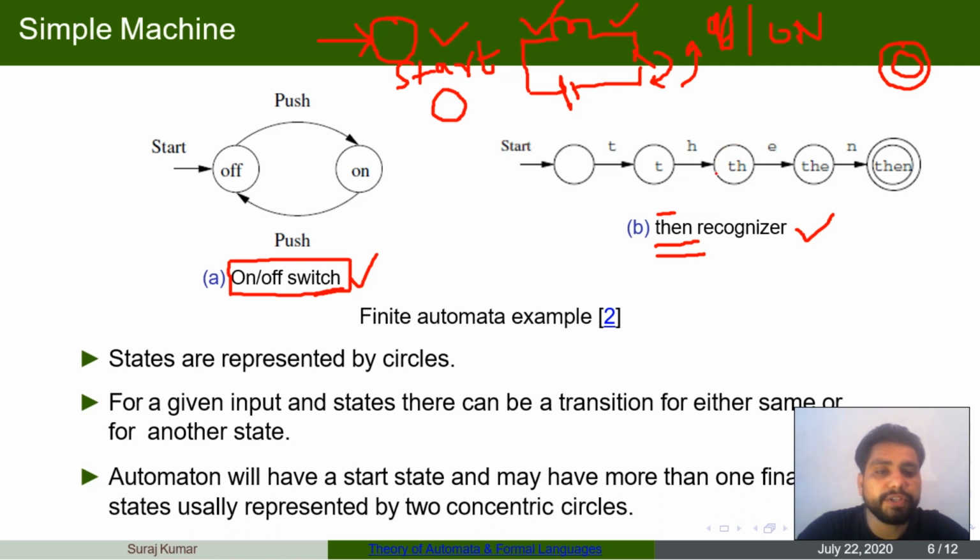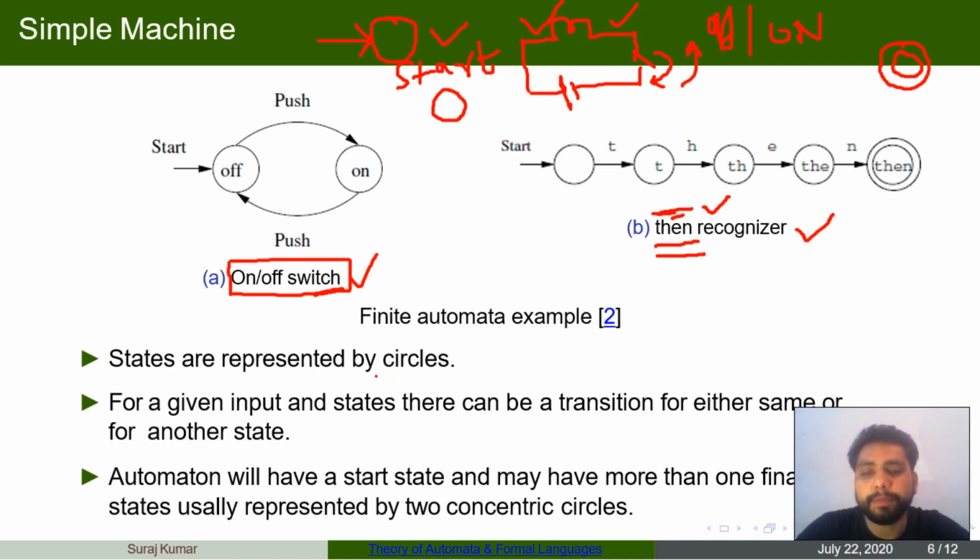So this state is indicating that you have already read the t and h, th, and then you will read e. E is your next input. After reading e you will reach the next state, which indicates you have already read the, and then you will read n. So then is complete, your input is finished. You want to recognize the word then, so you will reach the final state after accepting then. Okay, we will discuss more examples in the next videos.